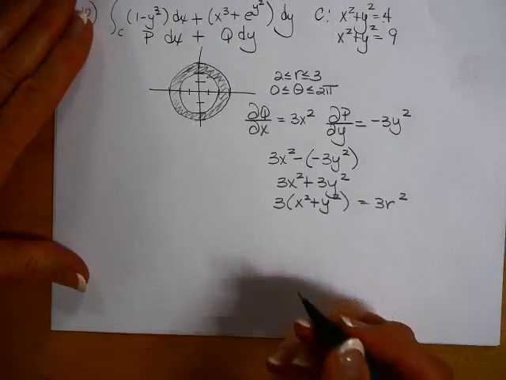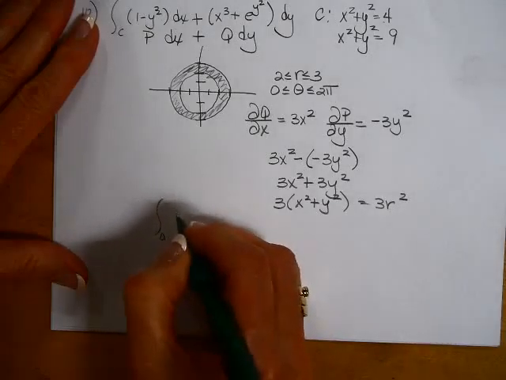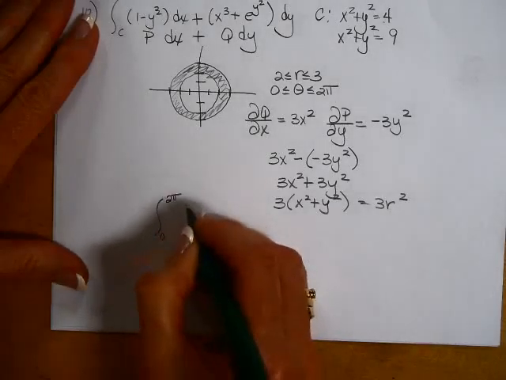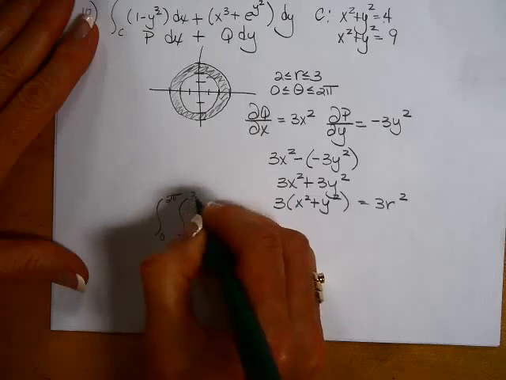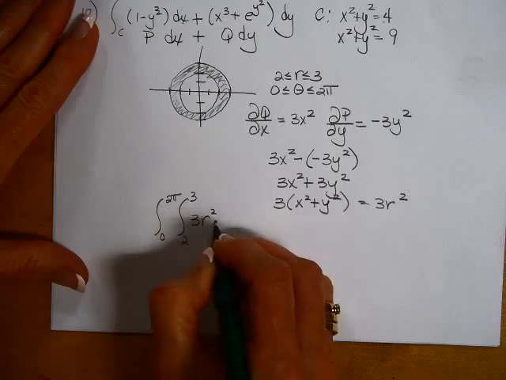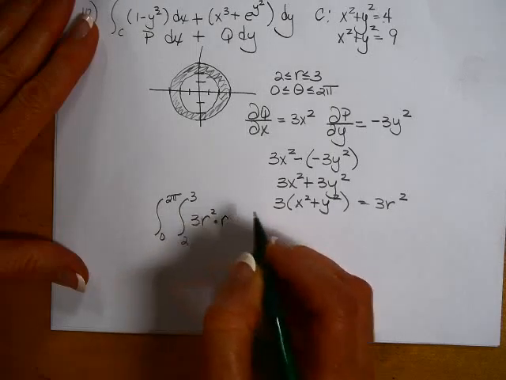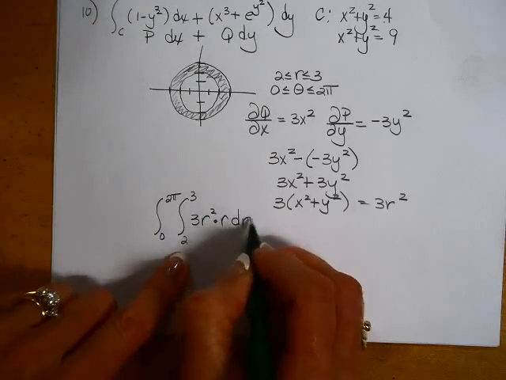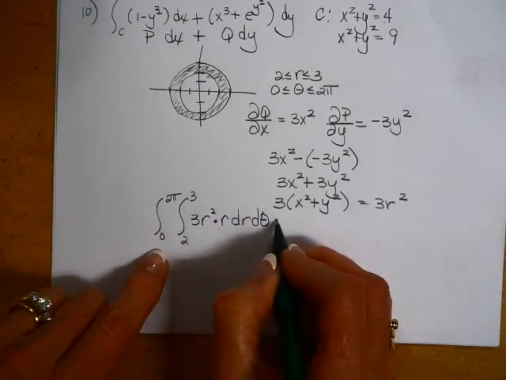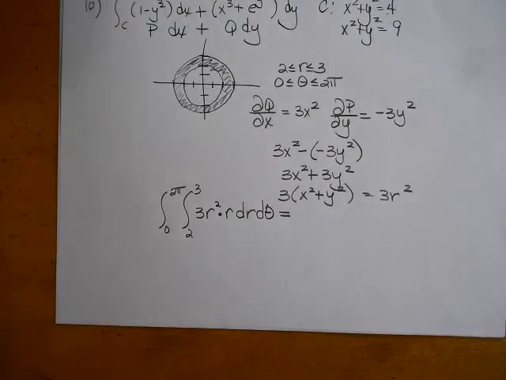So when you do your polar coordinates, the integral from 0 to 2 pi, the integral from 2 to 3, I have the 3r squared. When you do polar coordinates, put your extra r in there. This is my dr, and this is my d theta. And again, it makes the integral a whole lot easier than if it's a regular line integral.